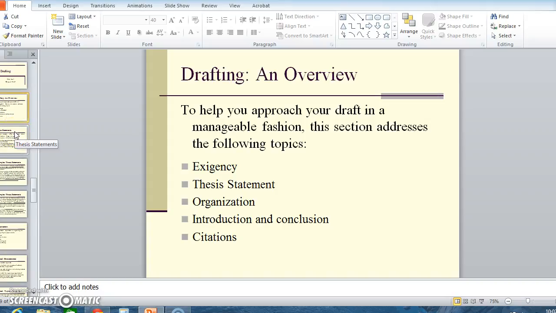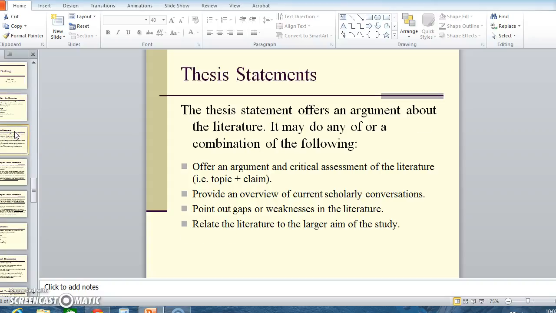Some of these portions I'm not going to go over. I'm going to let you read on your own. I think they're pretty straightforward in what the information states. But for other slides, I will narrate for you.